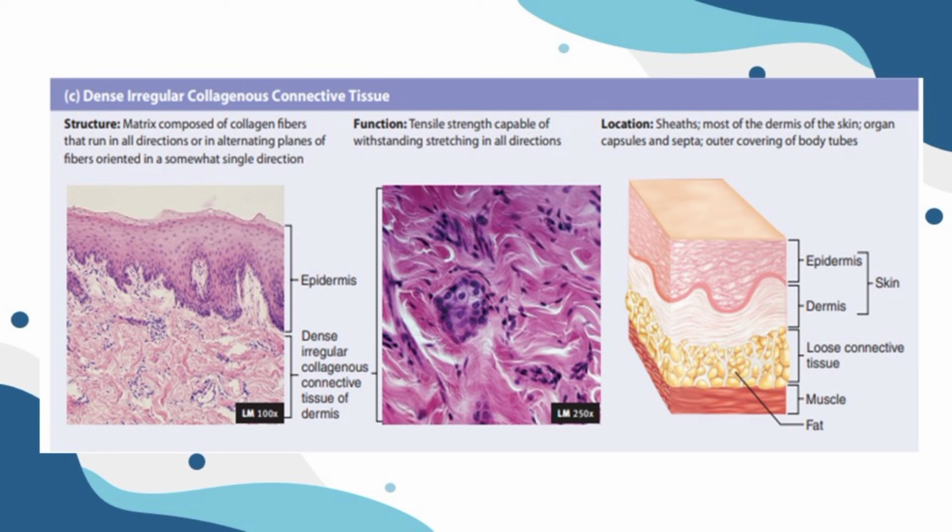Its structure is a matrix composed of collagen fibers that run in all directions, or in alternating planes of fibers oriented in somewhat a single direction. Its main function is tensile strength, capable of withstanding stretching in all directions. It is located in most of the dermis of the skin, organ capsules and septa, and the outer covering of body tubes.